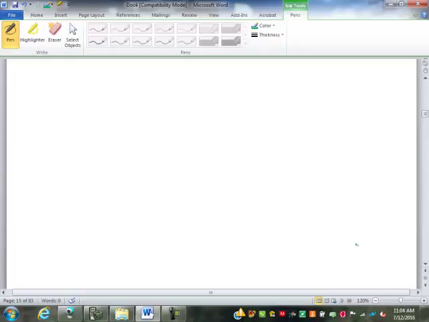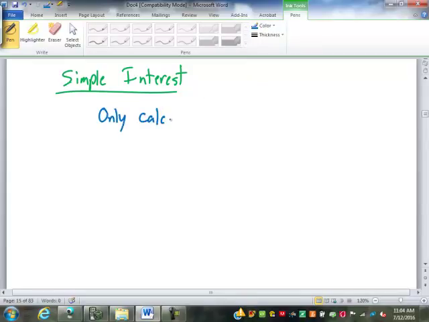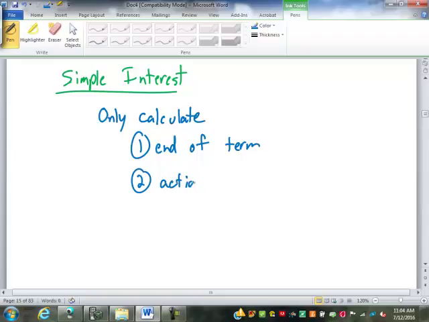The next thing I want to address is something called interest. And we're going to start out talking about simple interest. Simple interest is just that. It is the simplest way you can calculate interest. What simple interest means is interest is only calculated for one of two things. One, at the end of a term, or two, if there's an action on the account.